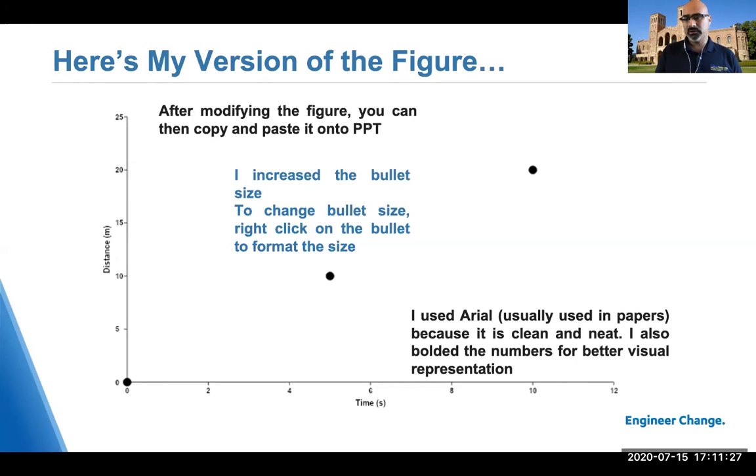We recommend you use Arial, and that's what's typically used in formal research papers and scientific journals, because it's clean, it's neat, and you can bold it if necessary for it to be better visually represented.